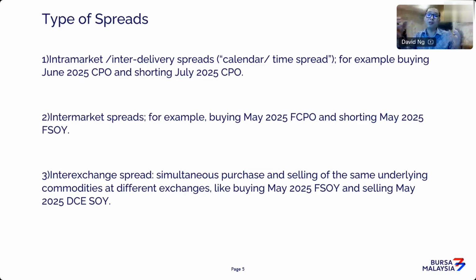So essentially, you are looking at the calendar or time spread, the price differential between these two different months' contracts on the CPO market. That's one type of spread that's available in the market to trade.